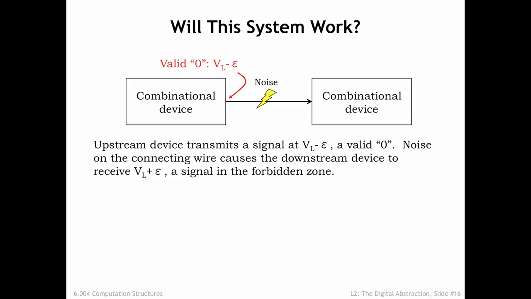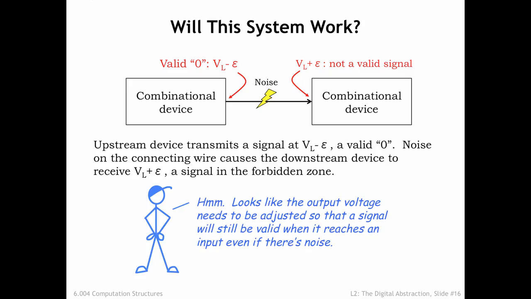Now suppose some electrical noise slightly changes the voltage on the wire so that the voltage detected on the input of the downstream device is slightly above V sub L. In other words, the received signal no longer qualifies as a valid digital input, and the combinational behavior of the downstream device is no longer guaranteed. Oops! Our system is behaving incorrectly because of some small amount of electrical noise. Just the sort of flaky behavior we are hoping to avoid by adopting a digital systems architecture.